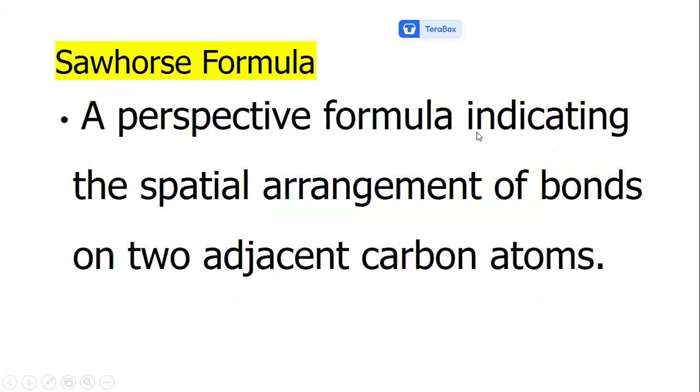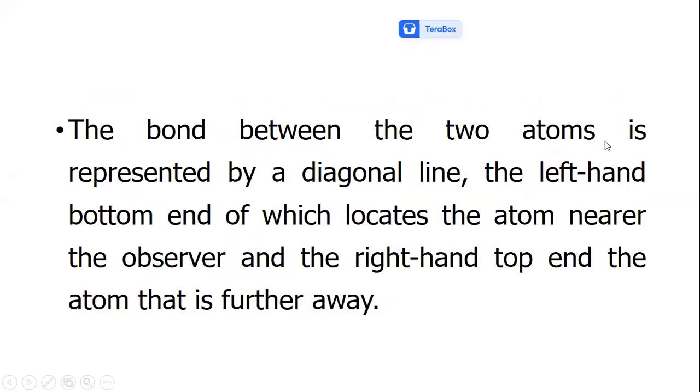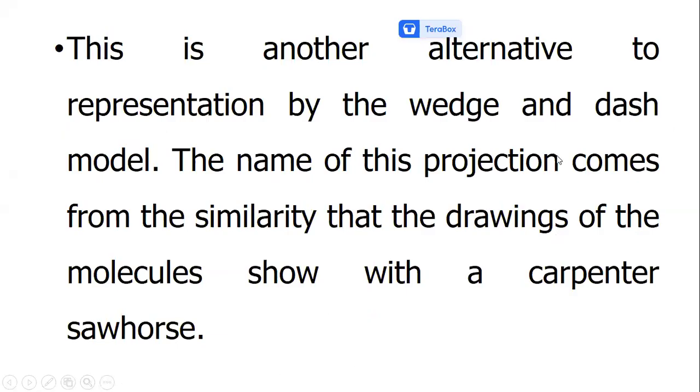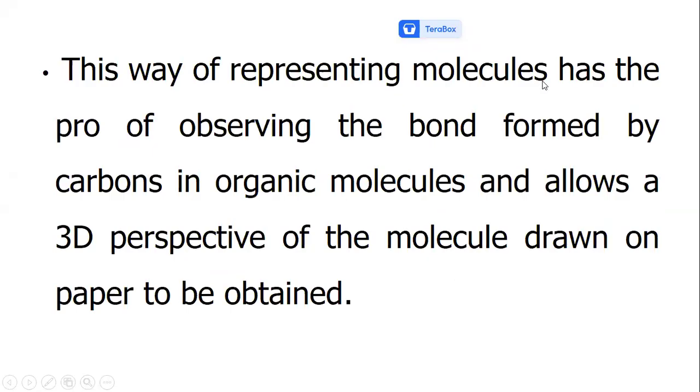Sawhorse formula: a perspective formula indicating the spatial arrangement of bonds on two adjacent carbon atoms. The bond between the two atoms is represented by a diagonal line, the left-hand bottom locating the atom nearer the observer, and the right-hand top the atom that is further away. This is an alternative to representation by the wedge and dash model. The name of this projection comes from the similarity the drawings of the molecules show with a carpenter's sawhorse. This way of representing molecules allows observing the bonds formed by carbons in organic molecules and allows a 3D perspective of the molecules drawn on paper to be obtained.